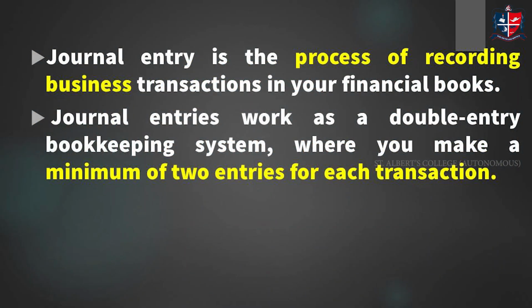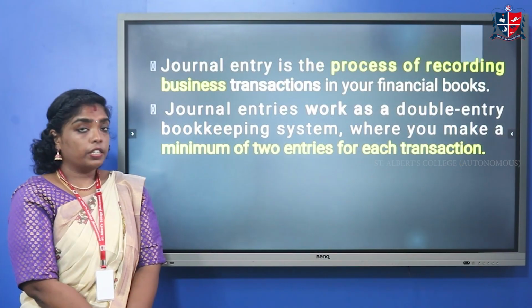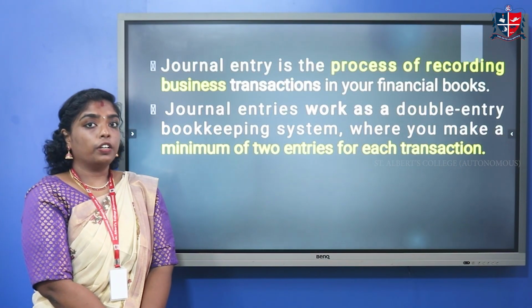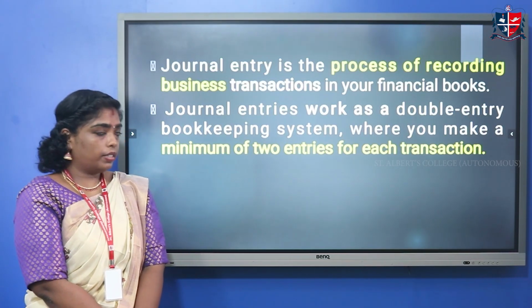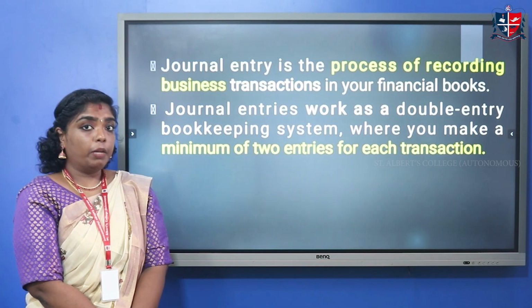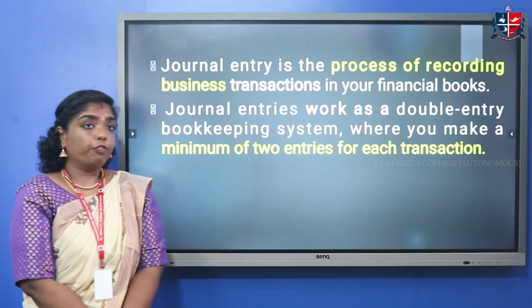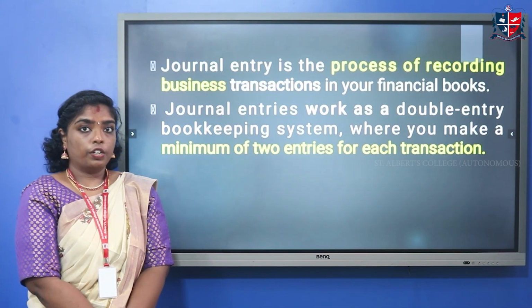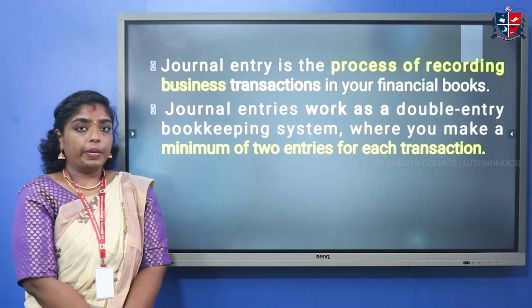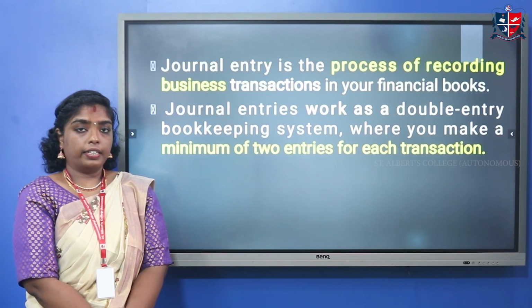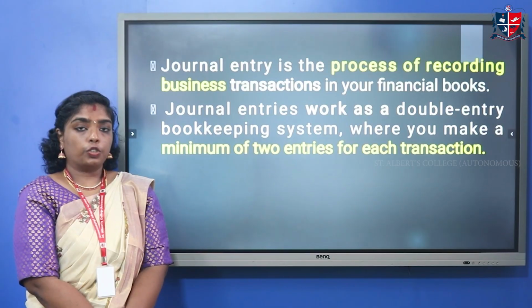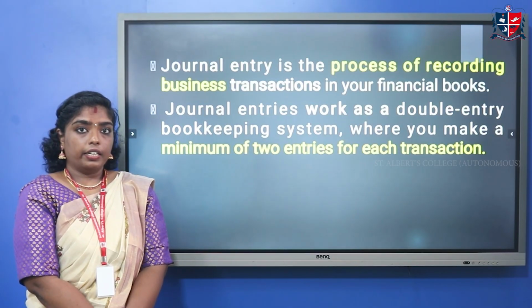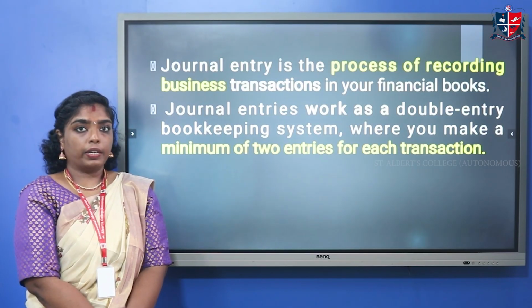Now, it is the process of recording transactions already discussed. It usually makes use of the double entry system. That is, there will be a minimum of 2 entries for each transaction. That is, for a debit, there will be a credit. Or in other terms, to receive something of value, something should be given. That is, a giving aspect and a receiving aspect are there.